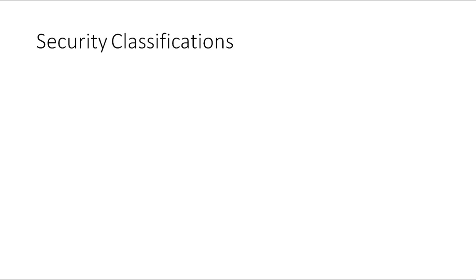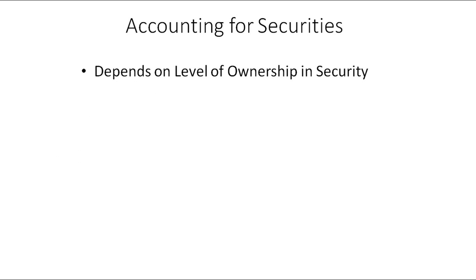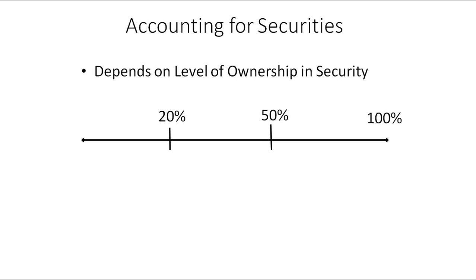Investments are various types of securities that we have, and there are two broad categories. The first is debt securities, which are bonds. The other is equity securities, another word for which is stock. How do we account for these securities? Well, it depends on the level of ownership that one has. That level of ownership is based on the percentage that we own.